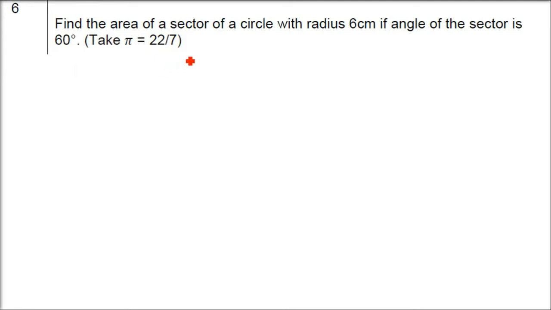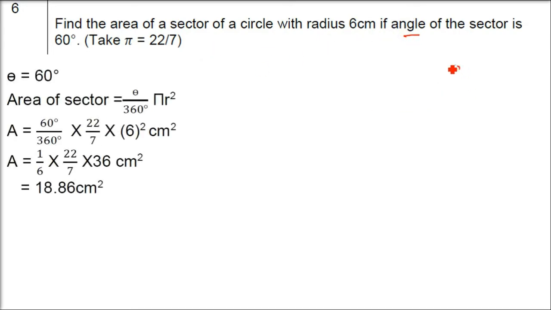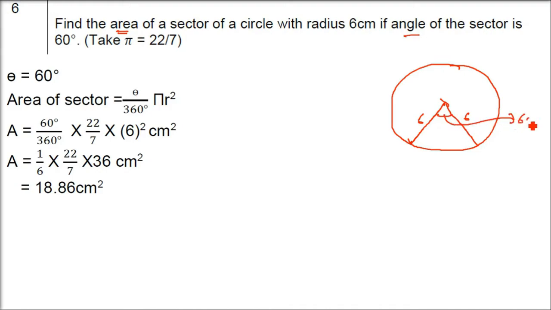It always comes. Find the area of a sector of a circle with radius 6 cm if the angle of the sector is 60 degrees. So what is a sector? A sector is a part of a circle. You might be eating pizza, one part, or even if you are eating chapati or roti or uttapam, one part you cut like this. This is the sector. The radius is given, here it is 6, here also it is 6. And the angle of the sector is 60 degrees. Now what is the area of the sector?